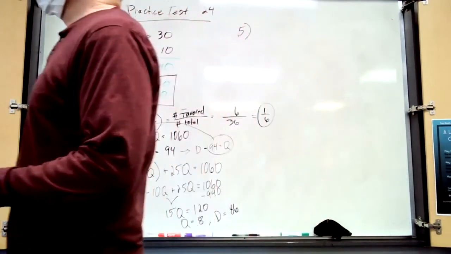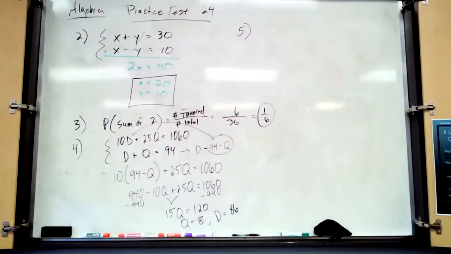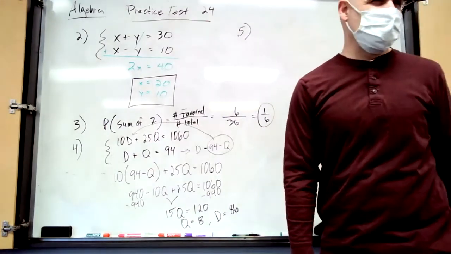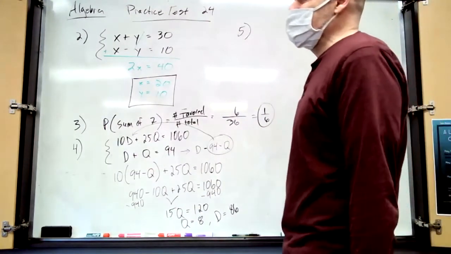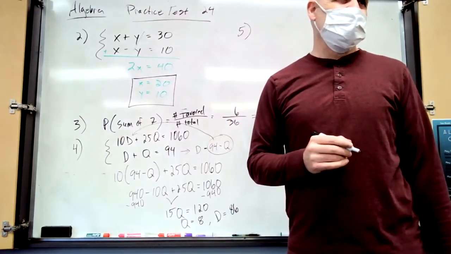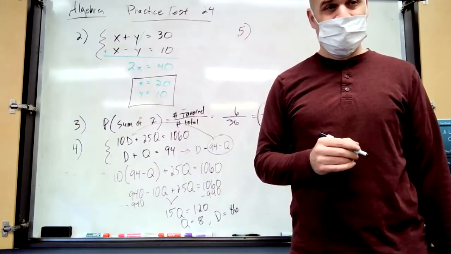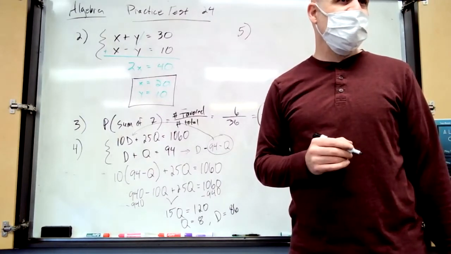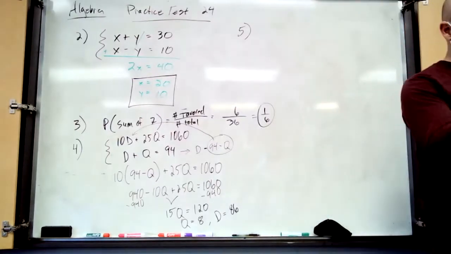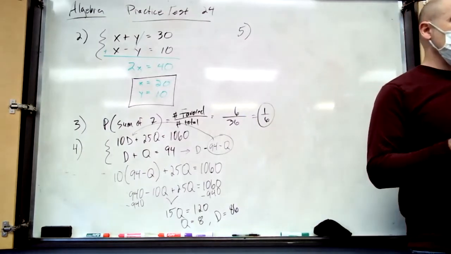Number 5, 40% of the voters chose Shane. If 540 voters chose the other candidates, how many voters were there? Okay, so I'm going to just translate this and see what happens. Sometimes it works out, sometimes it doesn't. So 40% of the voters. How do you say 40% of? How do you say 40% in math? What? 40 over 100. You could say 40 over 100 if you're a fraction type of person and you like fractions. That's great. The other option is decimals.